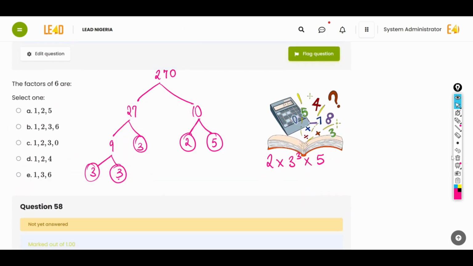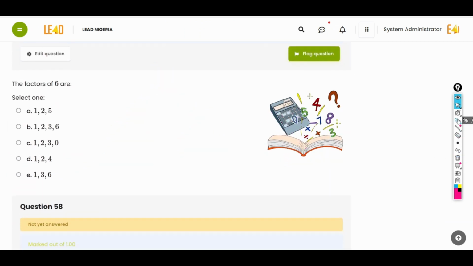Okay, factors of 6. All right, so let's use factor pairs. Factors of 6. I would say 1 and 6, 2 and 3. Okay, and nothing else. So 1, 2, 3, 6. That's option B.